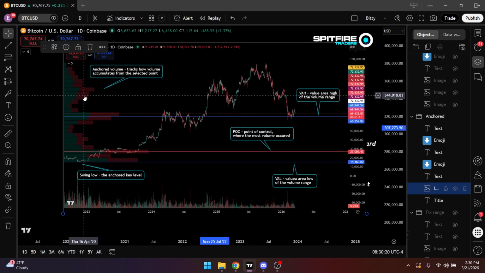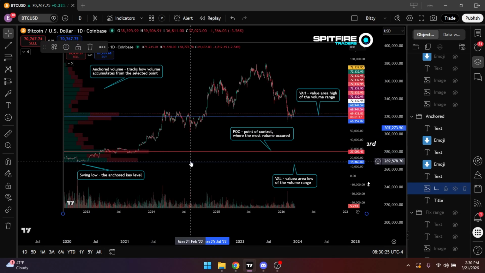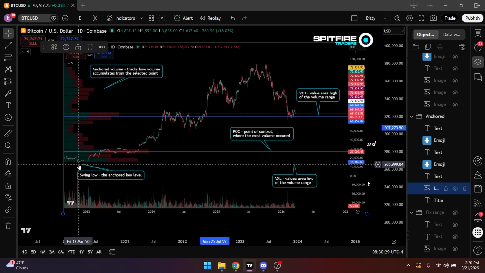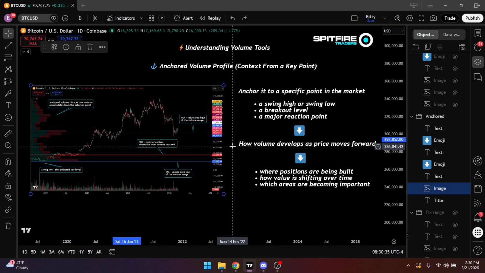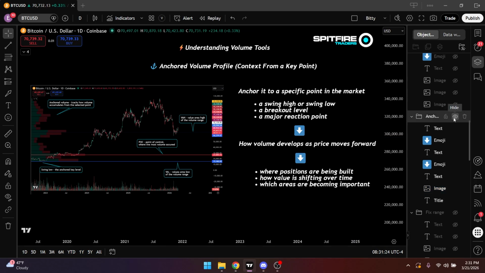This is how it looks on our chart. We have volume nodes, point of control, value area high and value area low, exactly as on the fixed volume profile. It just depends how you anchor it on the chart, starting from a specific point in time. Anchored volume profile is especially useful in trending markets because it shows how volume evolves from a key event.